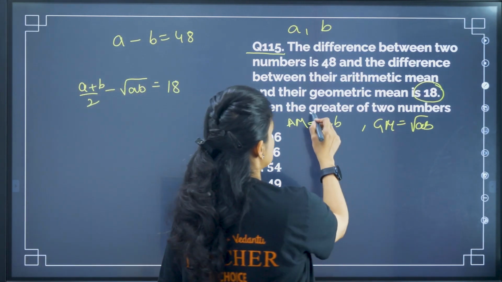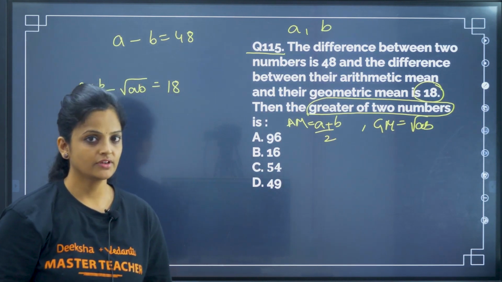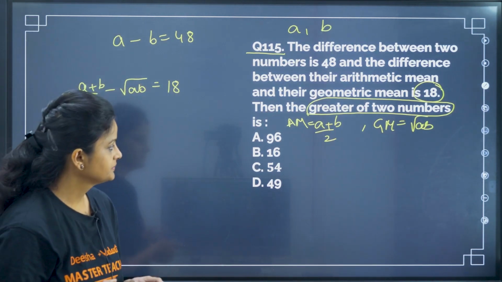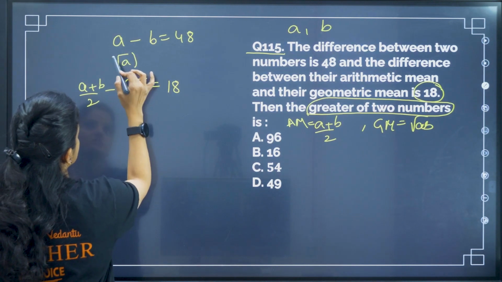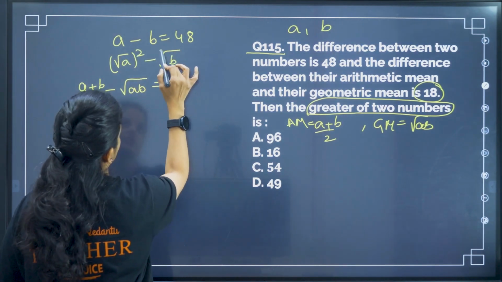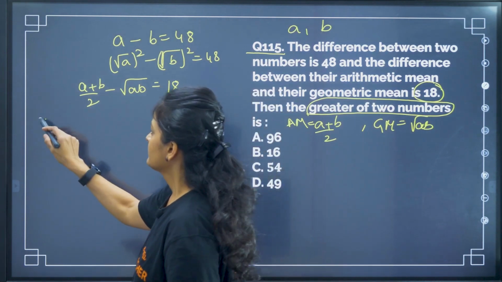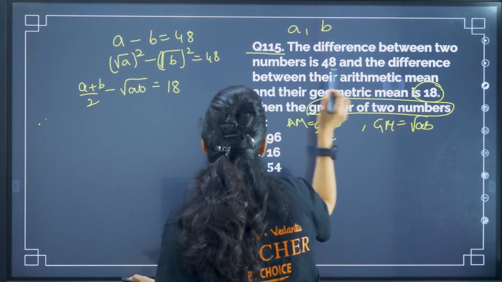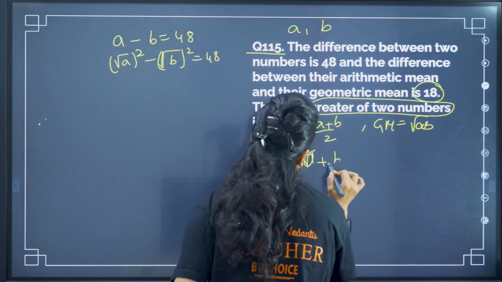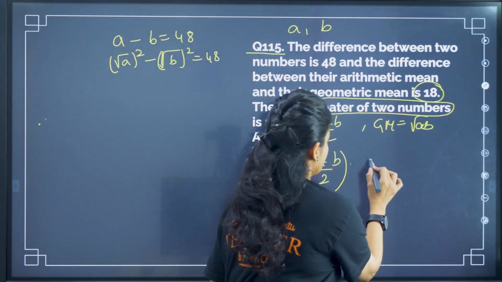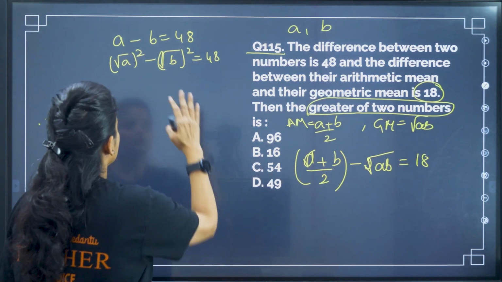On solving both, we should write what is the greatest number among both. I have to find A, I have to find B, then we have to check which one is greater among those two. Let's see the options also. So this equation one can be written as root A whole square minus root B whole square equal to 48. Possible? Yes, ma'am, it is possible. Now I'll take this and write it down. I need space, so I'll write it here. A plus B by 2 minus root AB. Let this second equation be sitting there only. Let's work out this first.